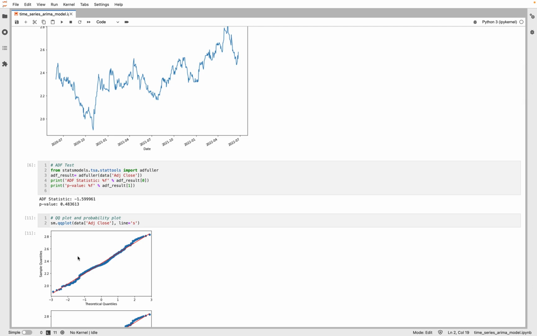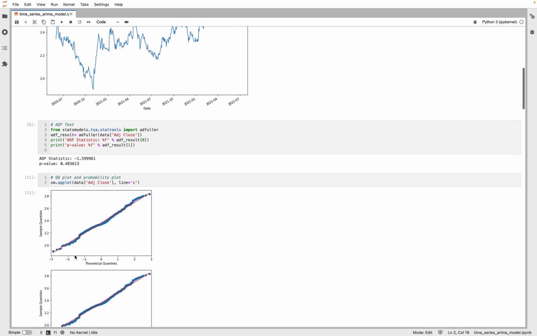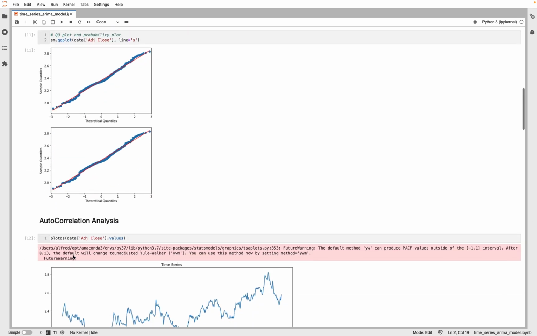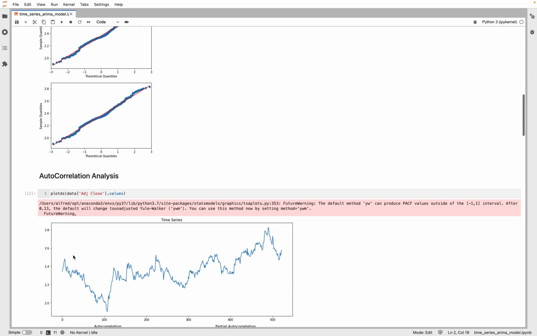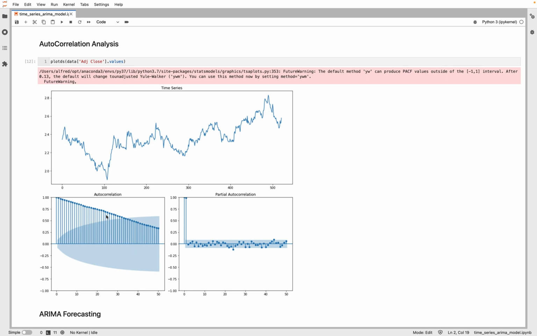Next, we can also check the normality of the data by plotting the QQ plot. The adjusted close price is pretty close to a normal distribution. Next, we will do an autocorrelation analysis on the Intel stock price data. It shows a very strong moving average component and an autoregressive component of one lag.